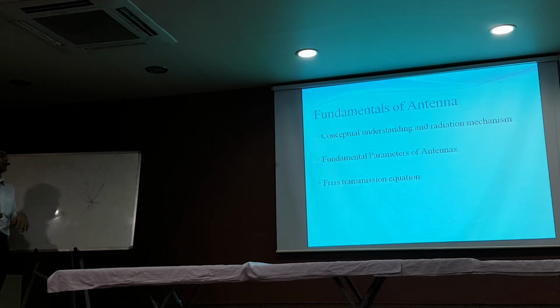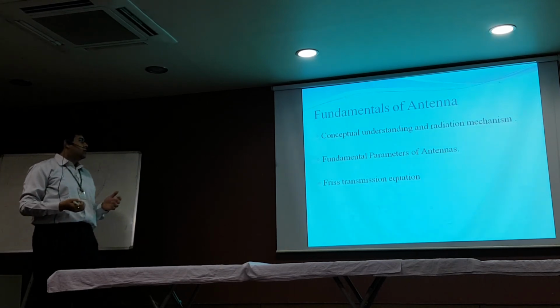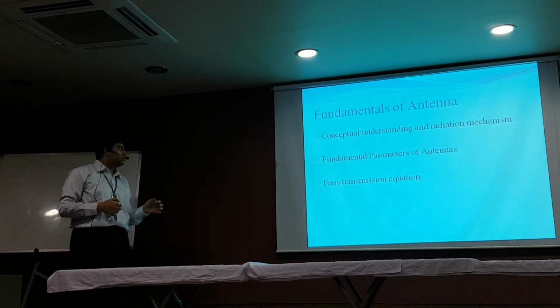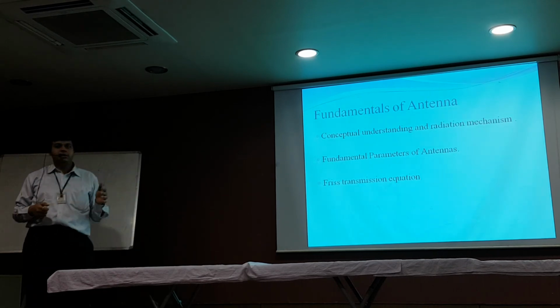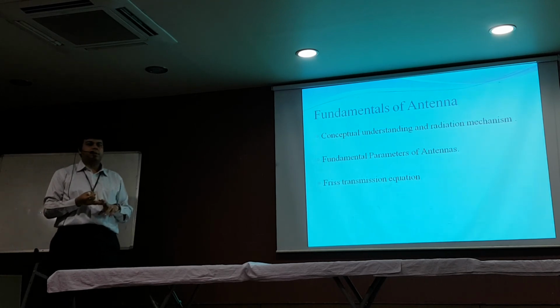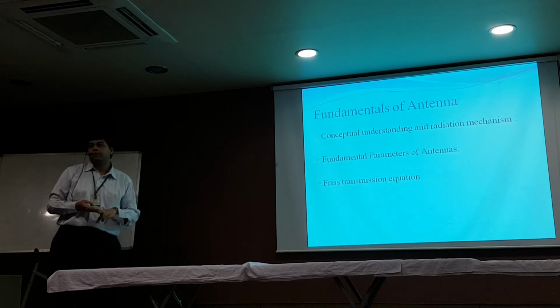Other parameters related to the antenna: the main equation, as we said, is the Friis transmission equation, in which we consider that one antenna is transmitting from one end and another antenna is receiving from the other end. We derive the equation PR equal to PT GT GR lambda upon 4 pi r the whole square, in which we consider the transmitted power, the received power, the distance between the two antennas, and lambda, that is the wavelength.